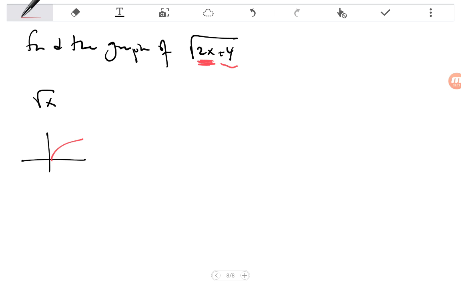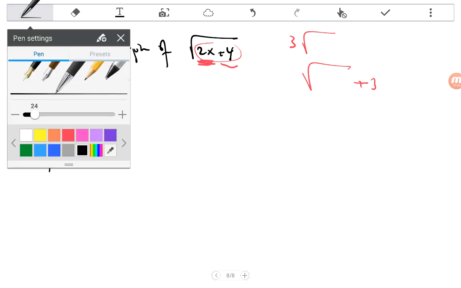Are they horizontal or vertical? Are they operating on the x or on the whole function? No, on the x. They are operating on the x inside the root. If it was for the whole function, it would be something like this, or something like this. But no, this is for the x only.